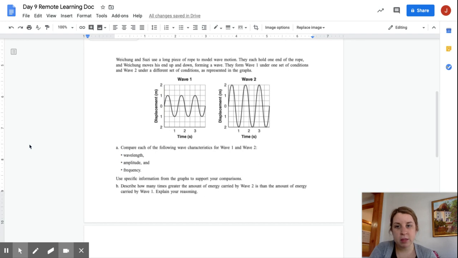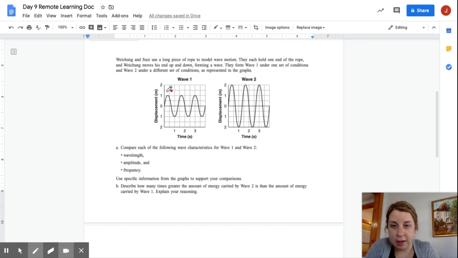So I'm going to model this problem for you. It's Wei-Sheng and Susie use a long piece of rope to model wave motion. They each hold one end of the rope, and Wei-Sheng moves his end up and down, forming a wave. They form wave 1 under one set of conditions and wave 2 under a different set of conditions, as represented by the graphs. So it's asking you to compare each of the following wave characteristics: wavelength, amplitude, and frequency. So let's take a look at this, okay?